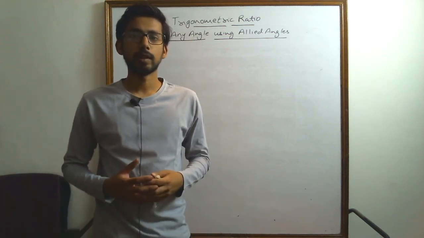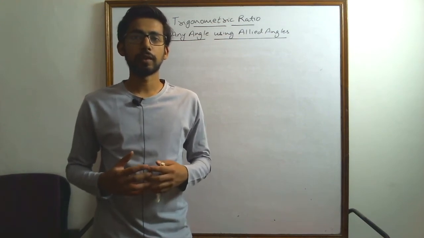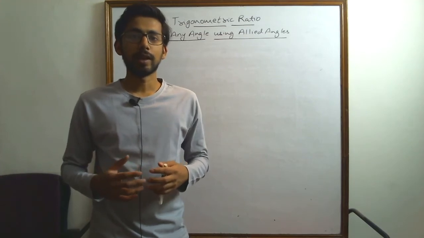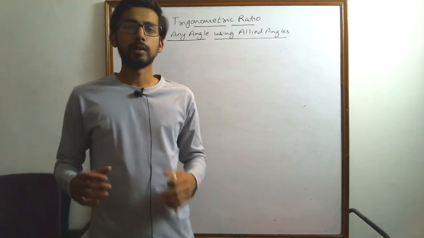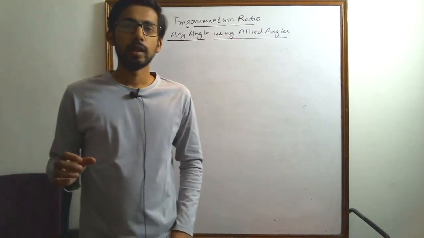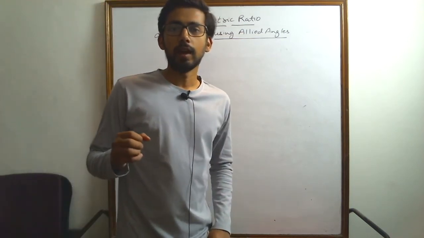My name is Maitray, and in this video we'll be looking at how to write the trigonometric ratio of any angle into the form of an acute angle using allied angles. So let's get started. We can convert any trigonometric ratio of a very large or a very small angle into the terms of an acute angle using the formulas of allied angles.